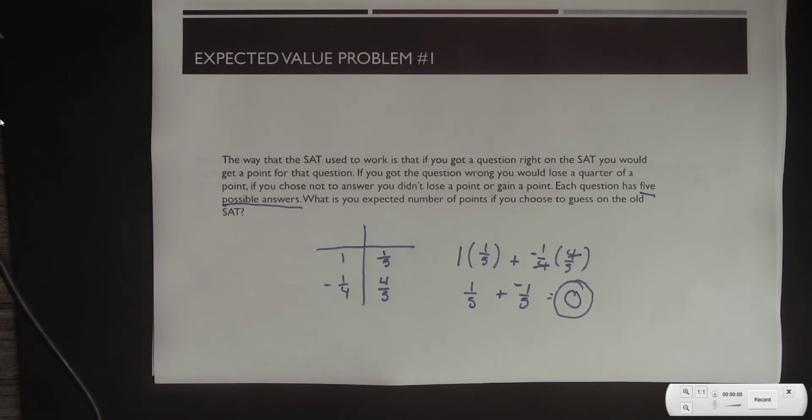Of course, it's different now, because apparently you can guess, and you might luck out into a point, which I think makes the SAT a lot more pointless than it used to be. But you know, who am I to say?